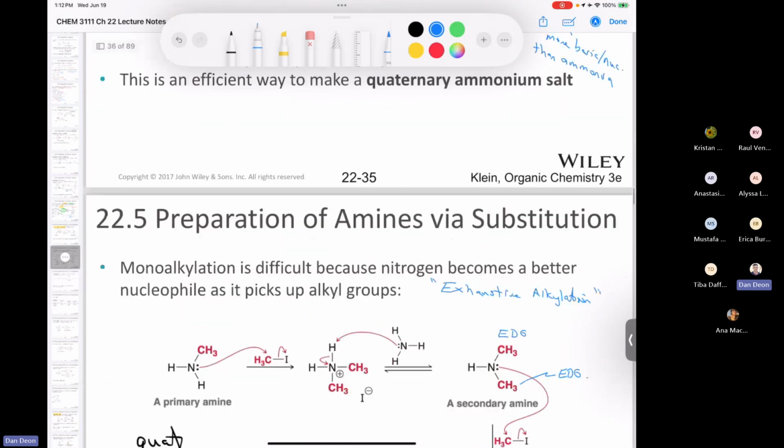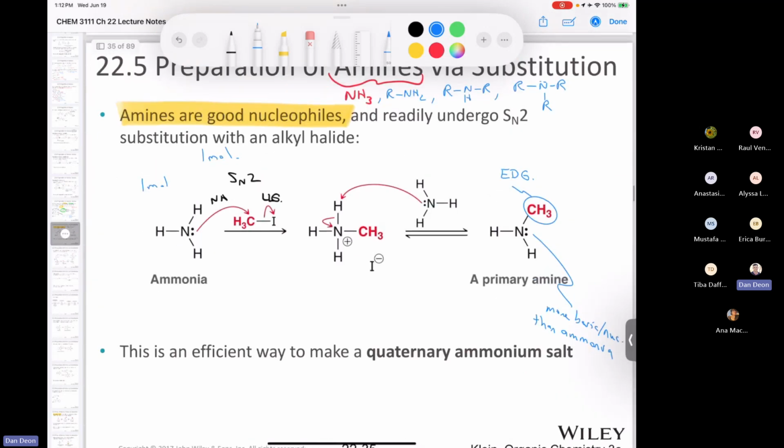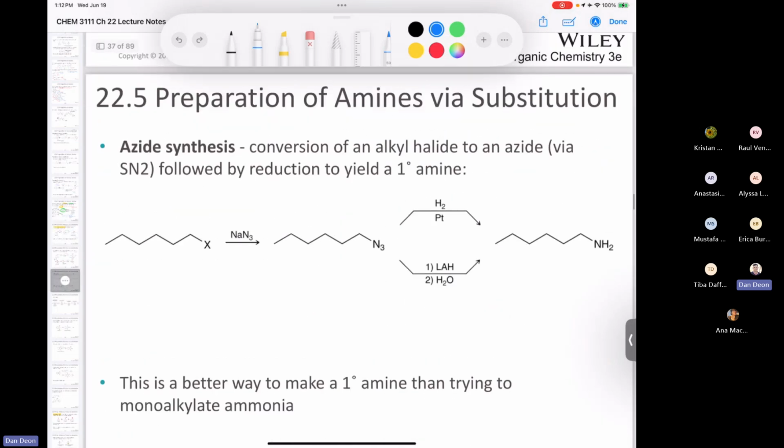So if we go back here, what I'm saying is that you go from ammonia to a primary amine here, but it's not a very effective way because it's going to keep reacting over and over and over until you end up with a quaternary ammonium salt. So what if you want to stop here? How would you do that? Well, there's actually several ways you could make a primary amine.